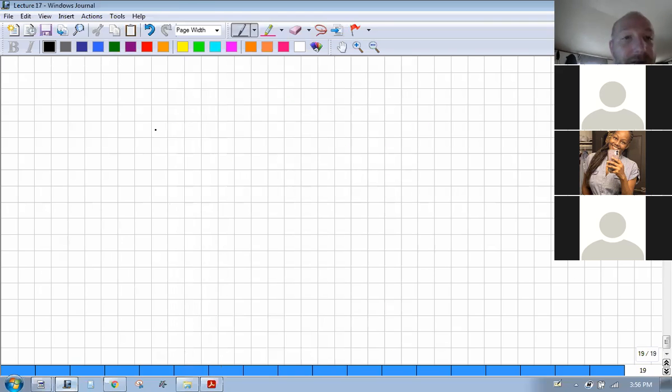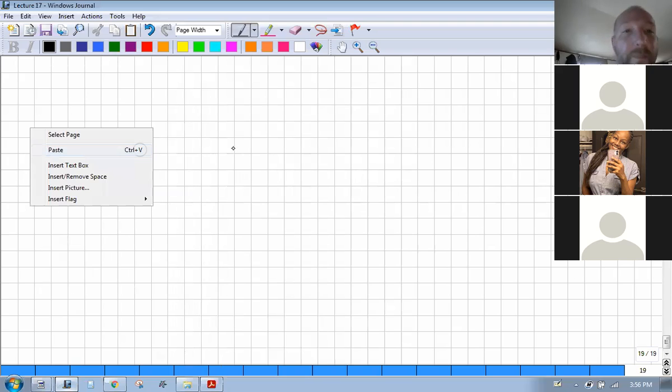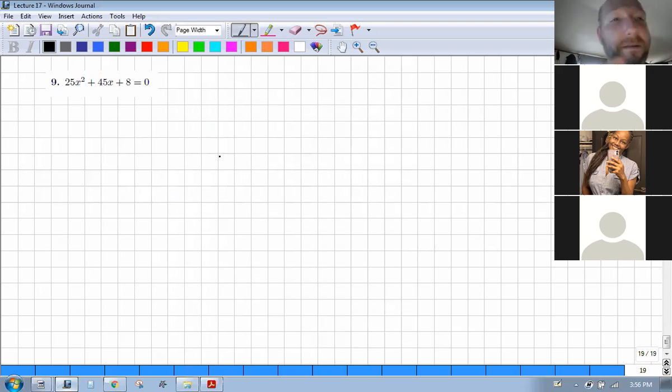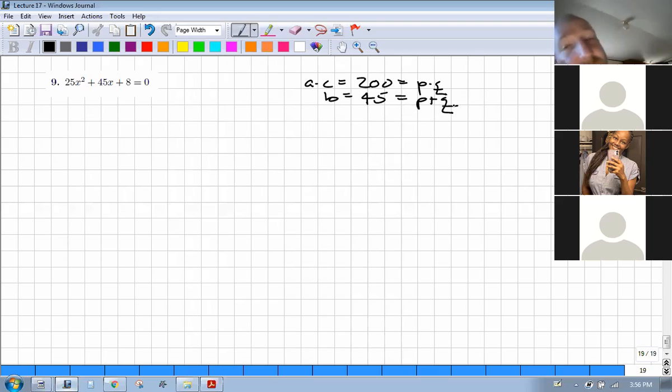Number 9. Okay, this thing's in standard form. We can't factor any numbers out. So to factor it, let's do our trick. 25 times 8 is 200. B is 45. So two numbers that multiply to give us 200 but add to give us 45.